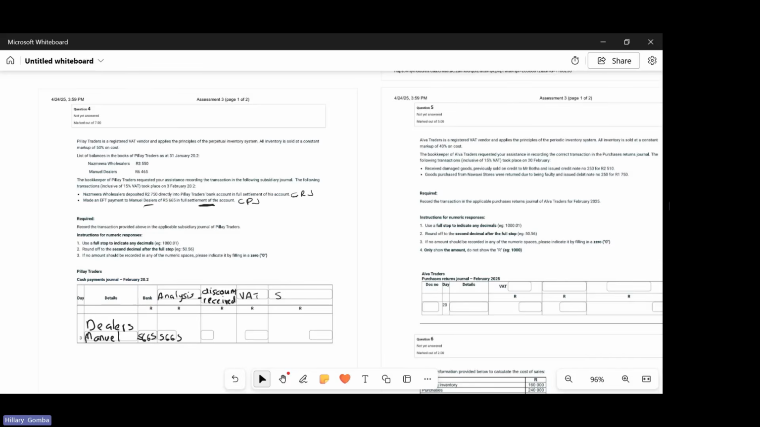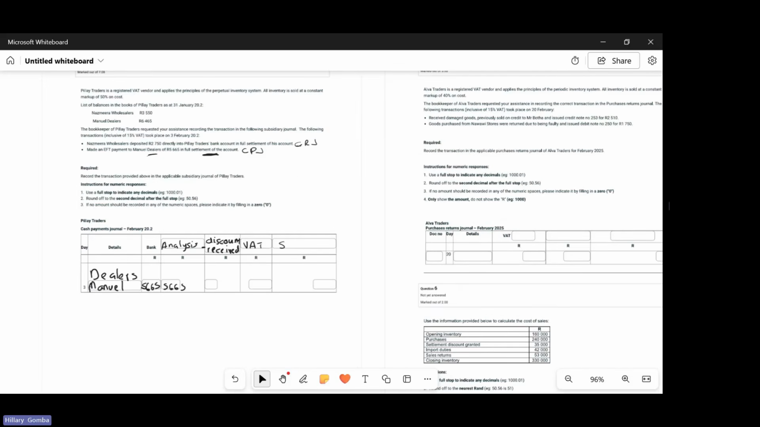And then on VAT, you need to find out, is it a VAT input or is it a VAT output? Remember from what I told you about VAT, that if it's VAT out, it's us selling. And if it's VAT in, it's us buying. On this transaction, it was us who bought. So which means it's a VAT input.